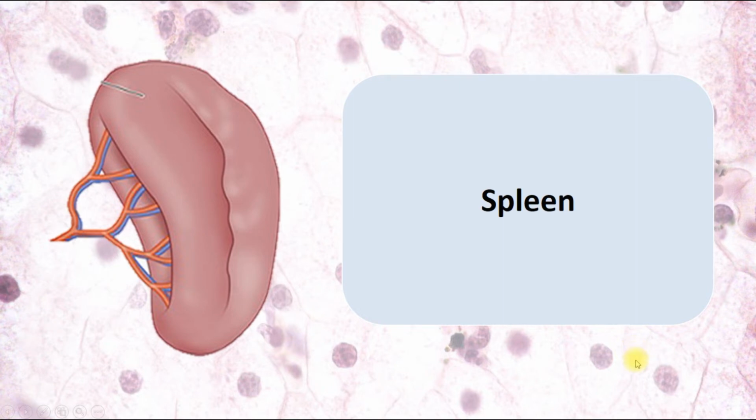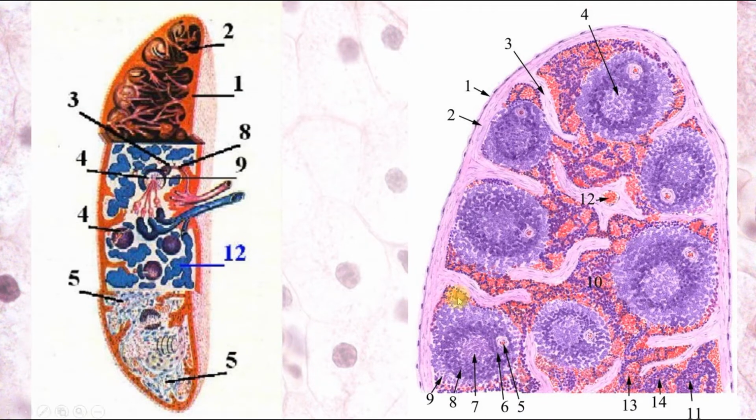It's also an organ, a peripheral organ of the immune system. And here we can see the structure of the spleen. The spleen also has a capsule, a connective tissue capsule, and also it has septa or trabecular processes of the capsule which penetrate the tissue of the spleen. They enter inside the spleen. The spleen is covered with peritoneum.